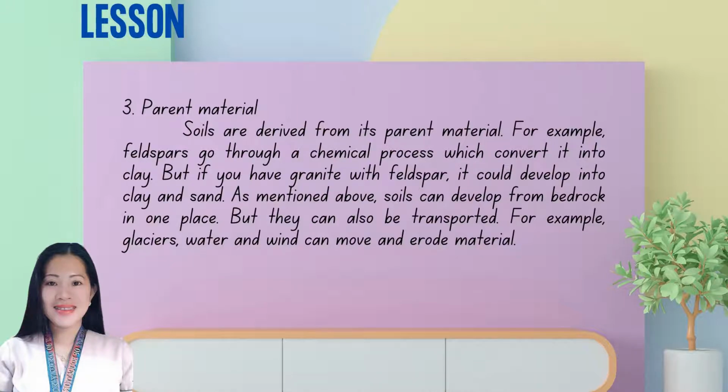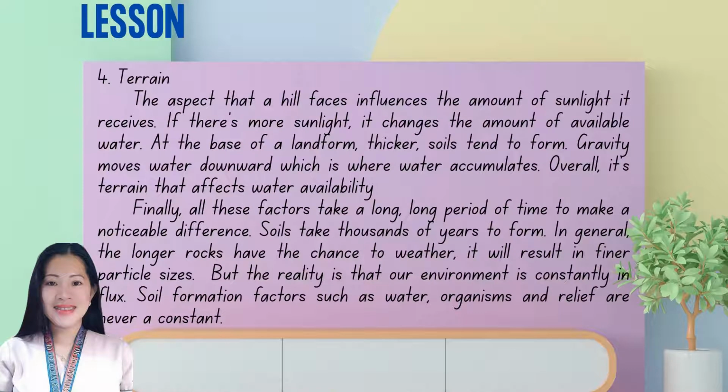erode material. Fourth, terrain. The aspect that a hill faces influences the amount of sunlight it receives. If there is more sunlight, it changes the amount of available water. At the base of a landform, thicker soils tend to form. Gravity moves water downward, which is where water accumulates. Overall, it's terrain that affects water availability.